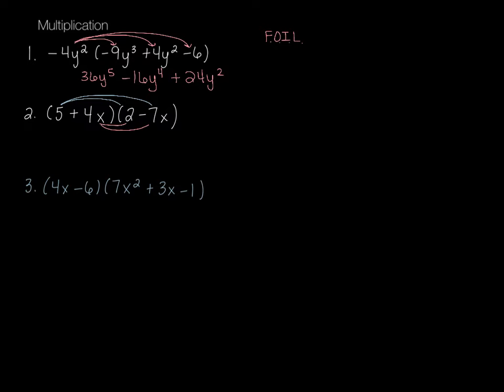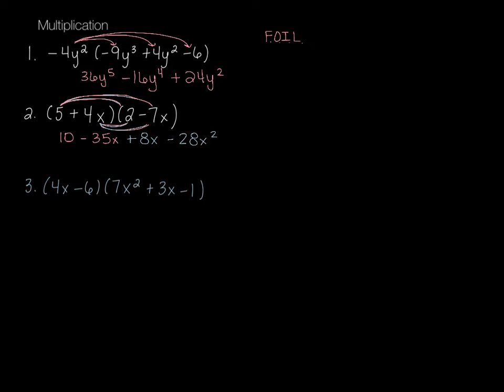So the F stands for multiplying the first two terms together. So that's the 5 times the 2, which gives us 10. And then the outside terms together. So 5 times negative 7x is negative 35x. And then multiplying the inside terms together. So 4x times 2 is 8x. And then multiplying the last two terms together, that gives us negative 28x squared.